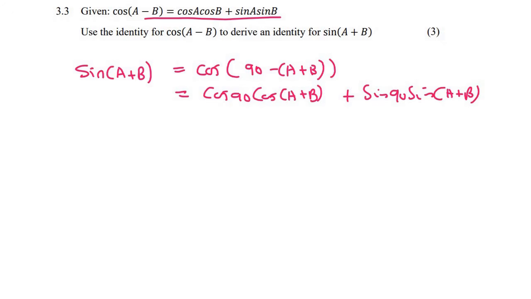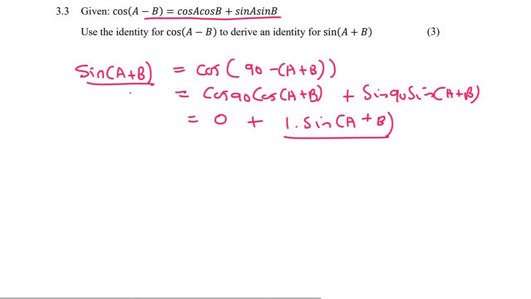And then cos 90 is 0, so this whole part just falls away. And then sin 90 is 1. But now this doesn't give us anything useful. We just end up with sin of a plus b equals sin of a plus b. Mathematically, there's nothing wrong here, but it doesn't achieve anything. So what we're going to do, like a little trick, is we rather want to do it like this.